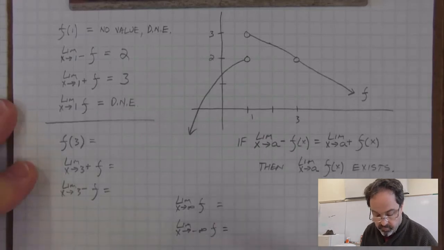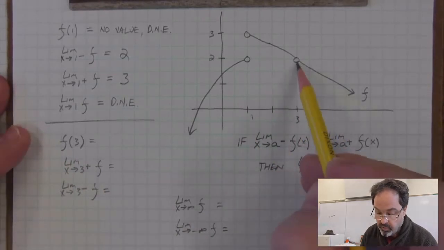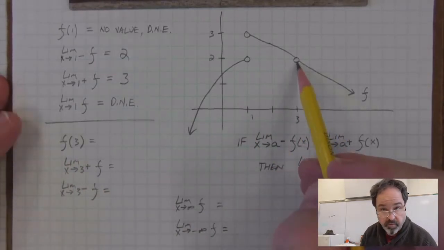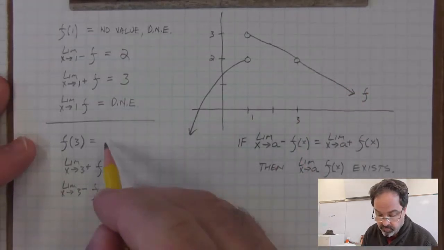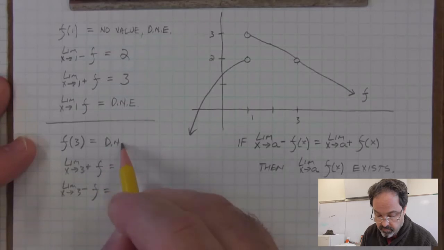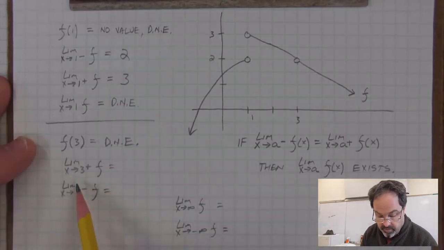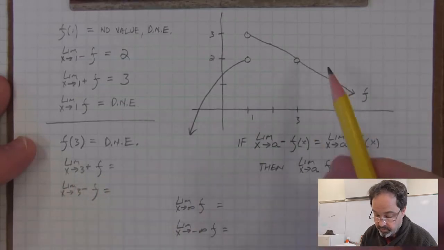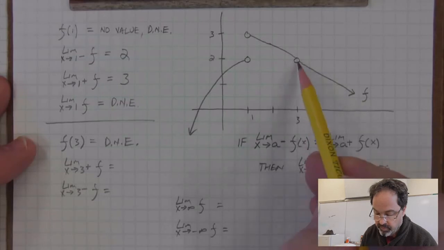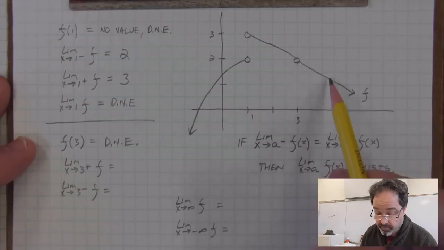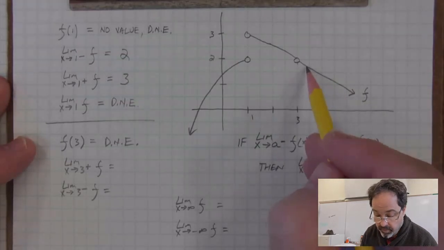Let's answer these questions. What is the value of the function at 3? Again, there's an open dot, suggesting a placeholder but not a value. I can't observe any other value at 3, so we say it does not exist. The function is not defined at 3. What's the limit as x approaches 3 from the right? We're approaching 3 in the domain. We can imagine that we're on the function to the right of 3, and if we follow the function's trend, where do we think we're going to end up? At 2.